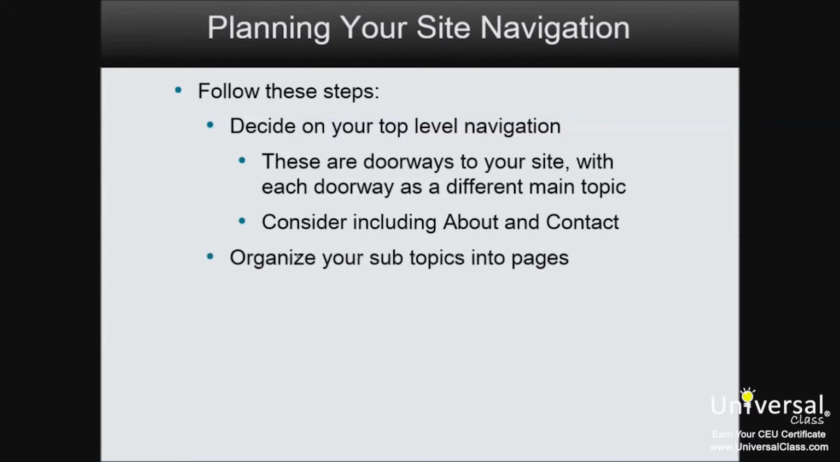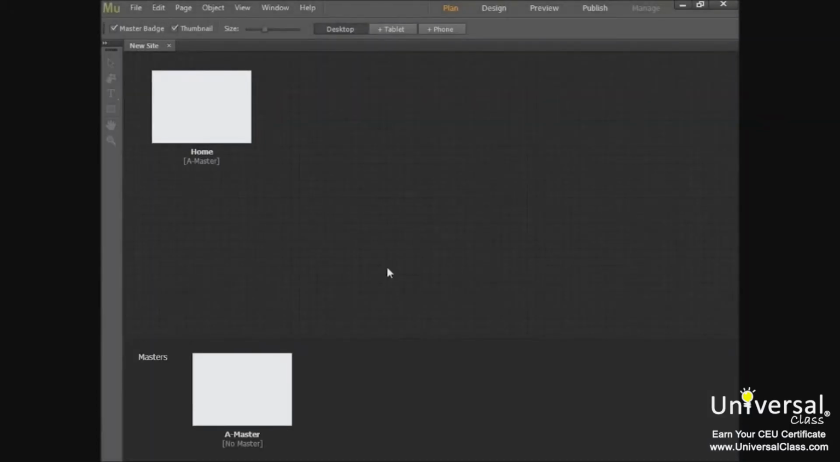Next, organize your subtopics into pages. Group them under the appropriate top-level topic. Take time to write all this down on paper or in a graphics program such as Adobe Proto. In the next step, we're going to take this to Muse. So now that you have your site navigation planned, it's time to start putting together your website plan in Muse.